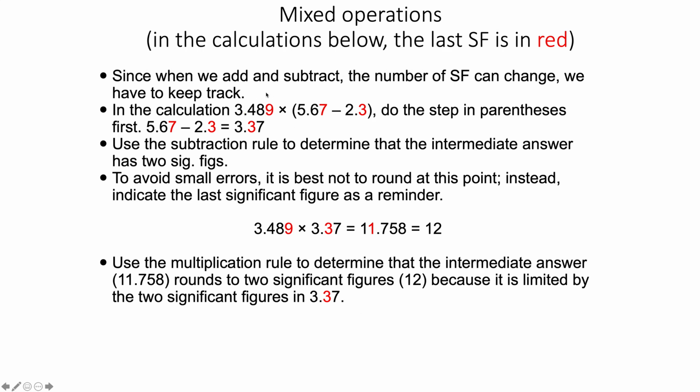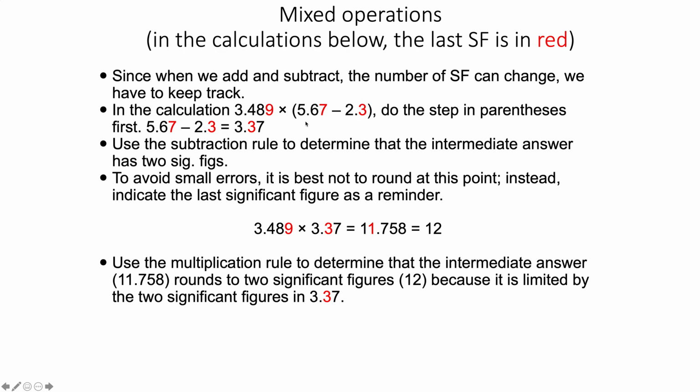So in this problem here, we have addition, subtraction, and multiplication, division. The number of sig figs can change when I do this operation. I can't go, oh, this has 4, and this has 3, and this has 2, so my answer will have 2. It might not. I have to keep track of this. All right. So what I did is I put the last significant figure for each one in red.